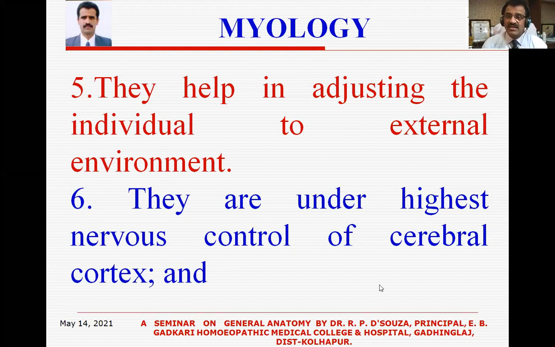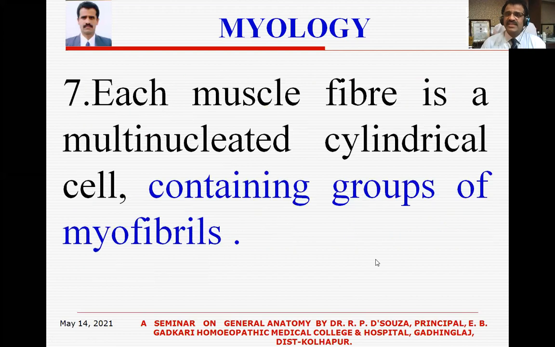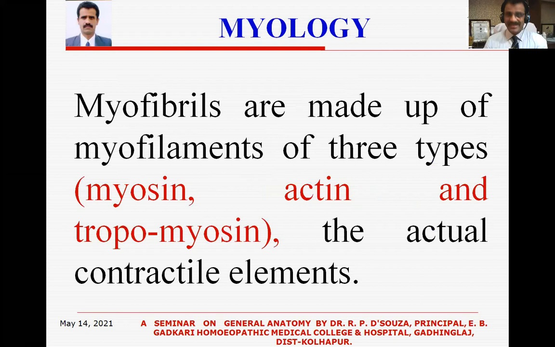These muscles are also under the highest nervous control of the cerebral cortex, and each muscle fiber is a multinucleated cylindrical cell. So if you take one cell of skeletal muscle, it is cylindrical, elongated, and multinucleated, meaning more than one nucleus is present, and it contains groups of myofibrils inside this myocyte, one cell. Myofibrils are made up of myofilaments, and myofilaments are of three types: myosin, actin, and tropomyosin. These are the actual contractile elements present in the muscle.